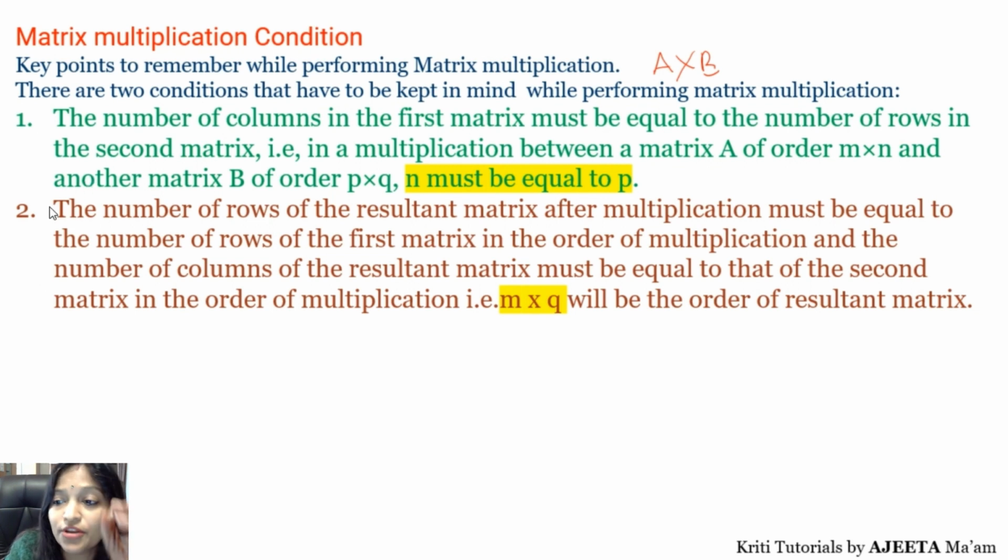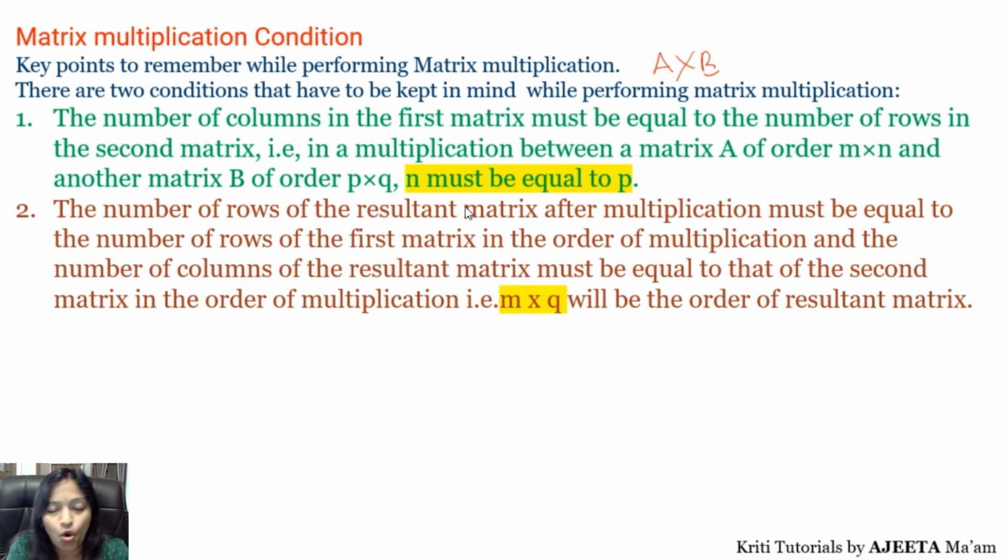The conditions are very important here. Without this you won't be able to do the question, students. So the number of columns in the first matrix must be equal to the number of rows in the second matrix. That is, in matrix multiplication, if matrix A is of order m by n and matrix B is of order p by q, then n must be equal to p. This is very important. I repeat again.